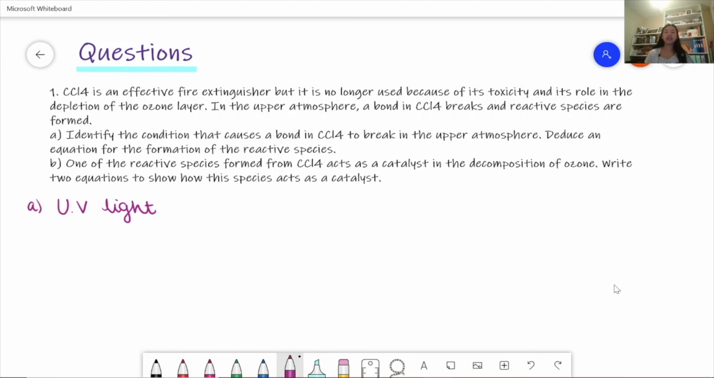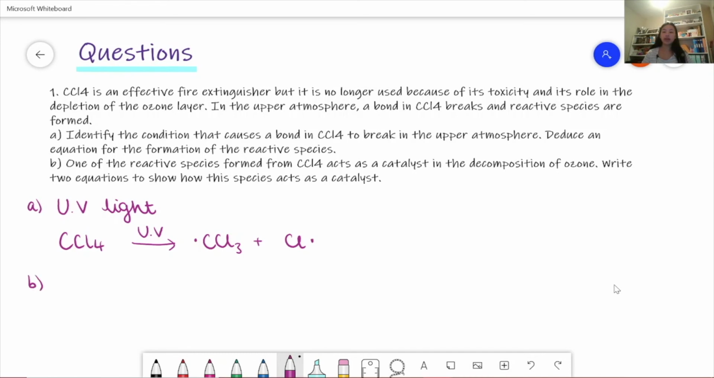And then deduce an equation. So we start off with this CCl4, and then using UV light, we can then form CCl3 dot, so that's a free radical, and also a chlorine free radical, that's CCl3, sorry. And this is the equation.